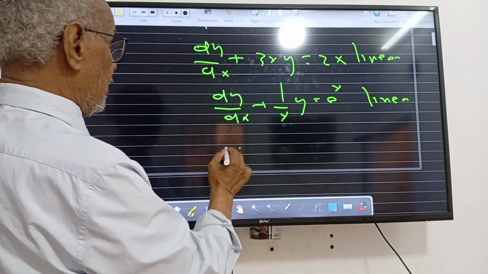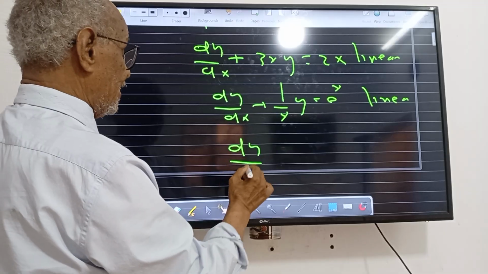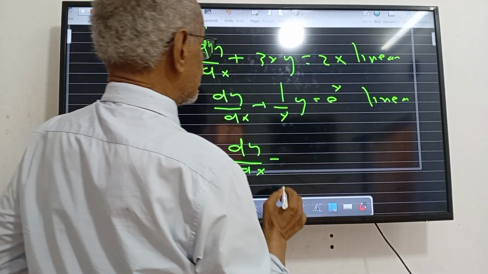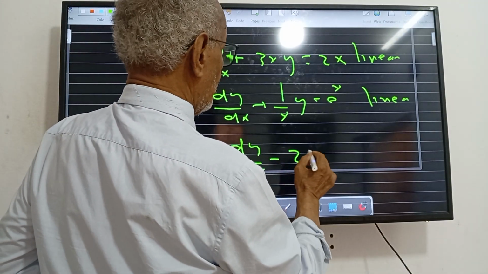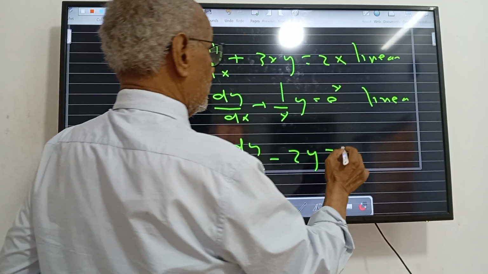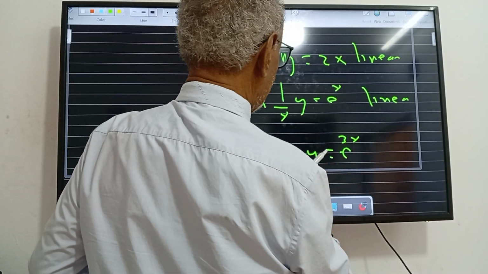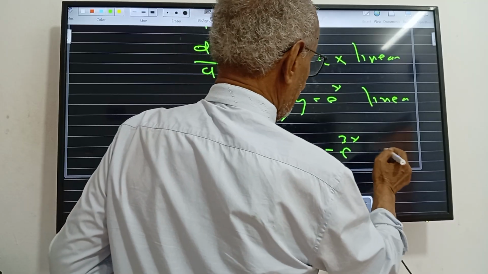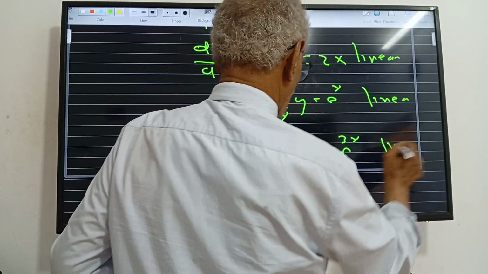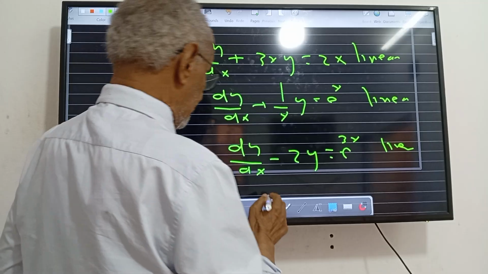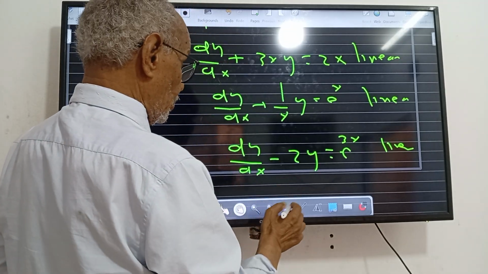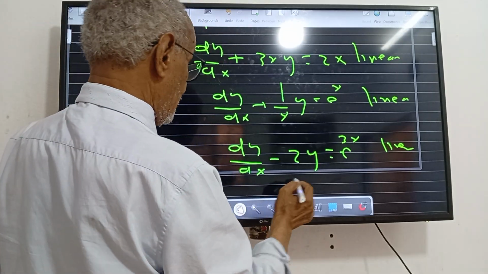Another example of linear. For example, dy over dx minus 2y equal e to the 3x. This is also linear because y is raised to the power 1. Now let us take examples of non-linear.